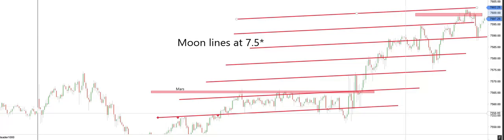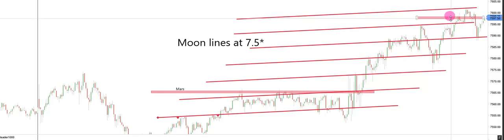And then what I'm doing here, I'm just moving these lines up at 7.5 degree intervals, or 7.5 points. So I'm just bouncing those up. And you can see what happened. We caught the top here at 7602, where our Mars support, which is the red rectangle here, the Mars support was about 7596.97. So that was holding this little lower area right here.